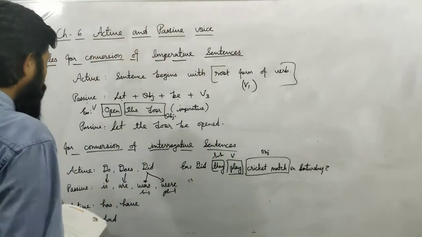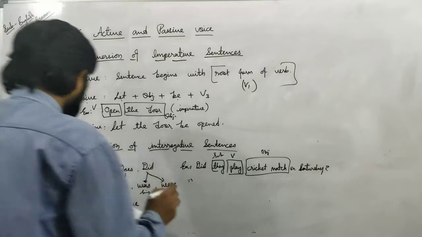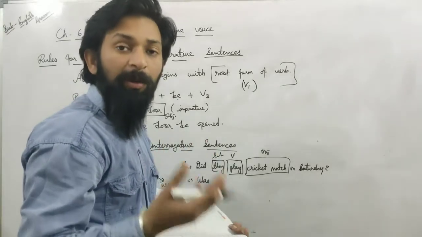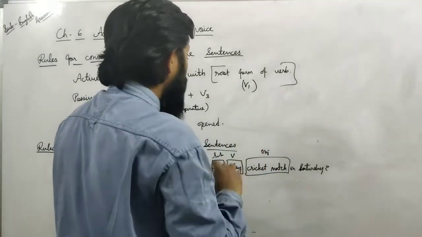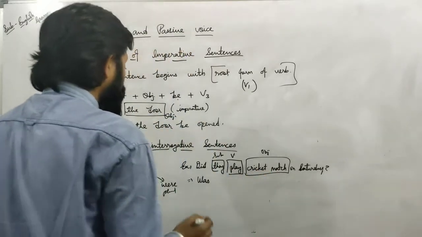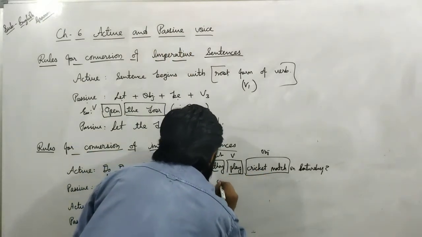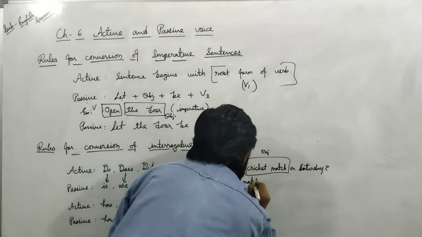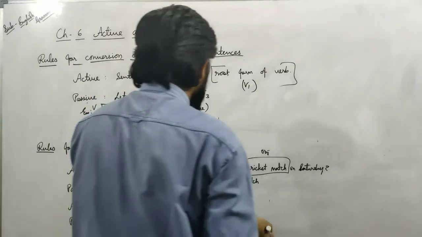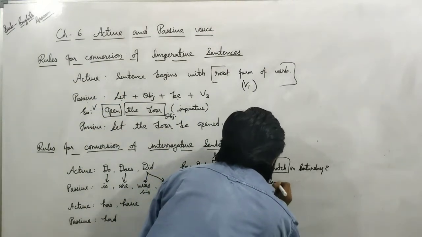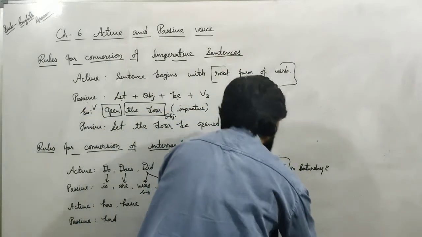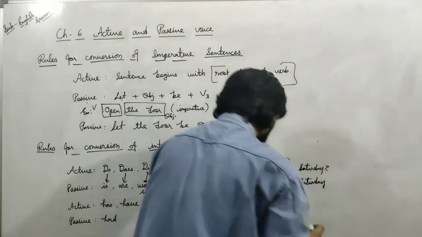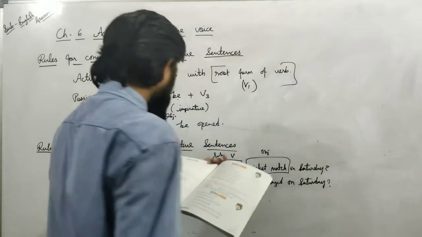So according to the formula, at first we have to use was, and you know that whenever we change active to passive, we have to write the object first. Was cricket match. After that, according to the formula, was cricket match played on Saturday. The question mark you also have to put here.